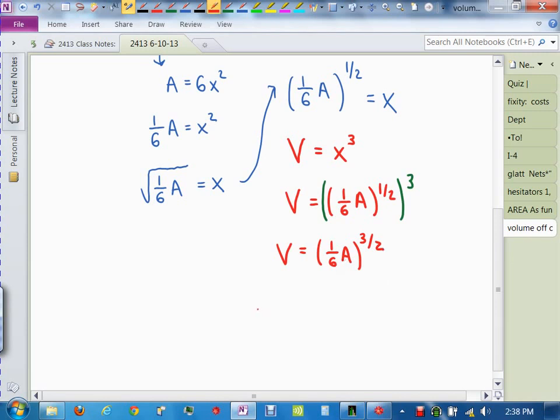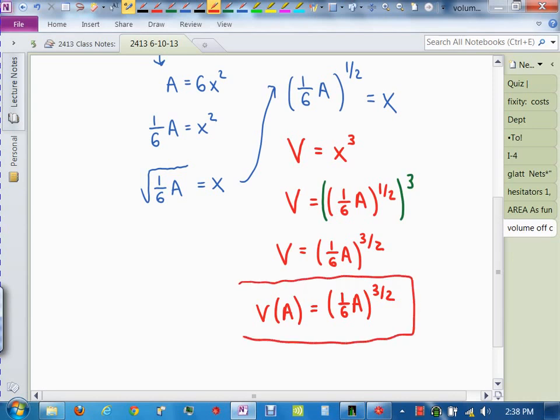The only thing left to do would be maybe write V of A equals 1/6 A to the 3/2. That's just writing it as a function, okay? Like f of x, I'm writing it V of A.